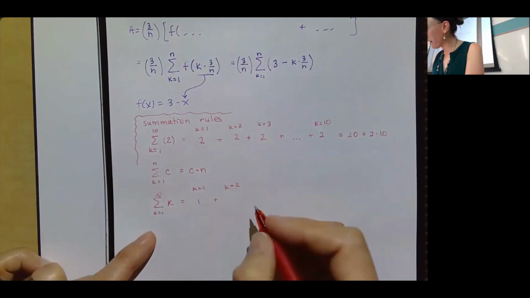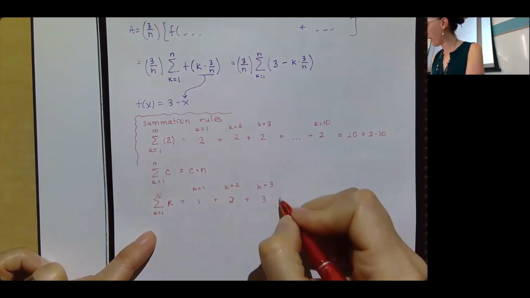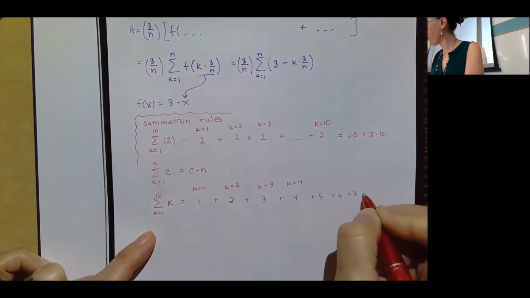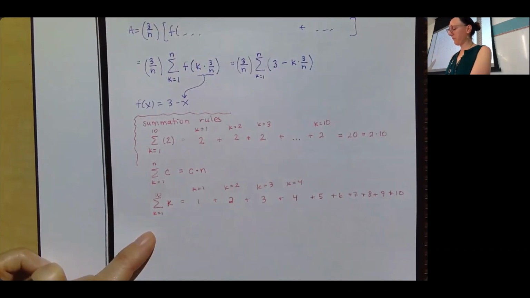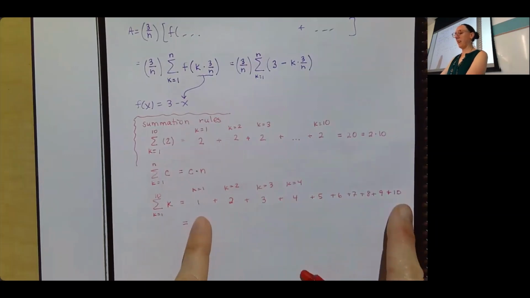When k equals 2, my height is 2. When k equals 3, my height is 3. When k equals 4, my height is 4. And I would keep going all the way to 10. Now for this particular example, adding up the numbers from 1 to 10, does anyone have a shortcut way to do it?